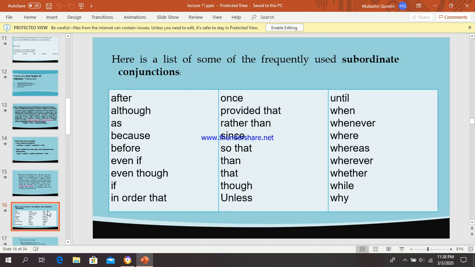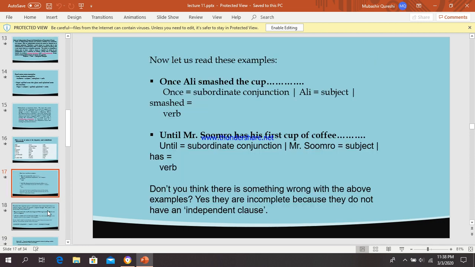Here is a list of some of the frequently used subordinate conjunctions: after, although, as, because, before, even if, even though, if, in order that, once, provided that, rather than, since, so that, then, that, though, unless, until, when, whenever, where, whereas, wherever, whether, while, and why.